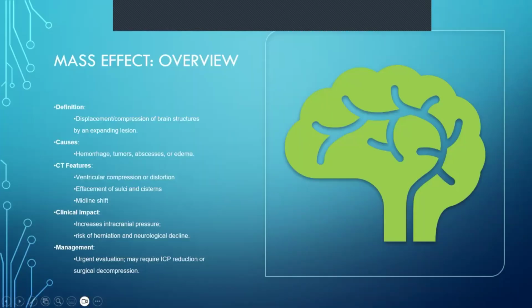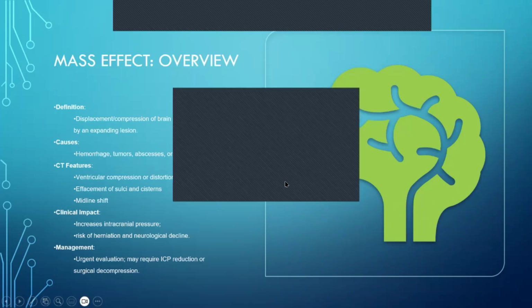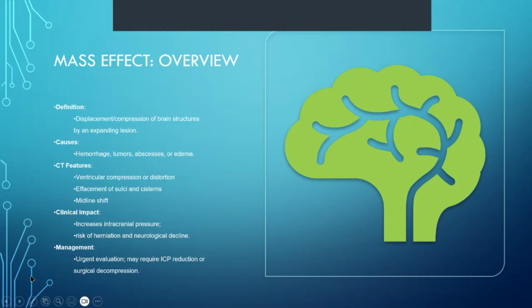Mass effect is what we expect to happen after hemorrhage. And what we're trying to prevent is that midbrain from going through the foramen magnum at the top of the spine and your patient dying, all right?